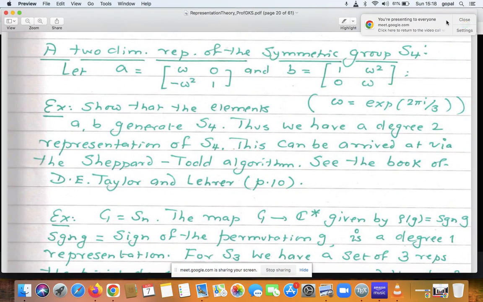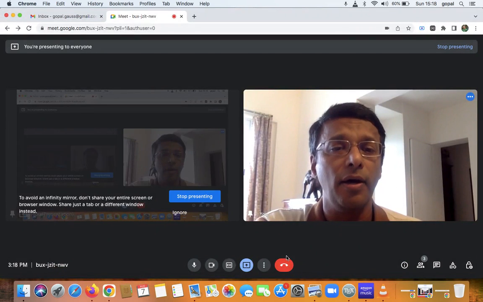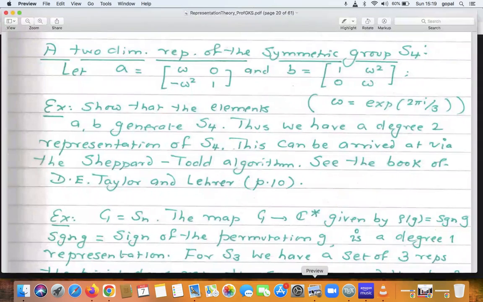Well, there are two answers to that. I just picked it up from a book of Taylor and Lehrer on page 10. But Taylor and Lehrer explain that this can be obtained through a systematic algorithm called the Shephard-Todd algorithm. For us, the Shephard-Todd algorithm at this stage is not important. What is important now is that we have here an explicit degree 2 representation.